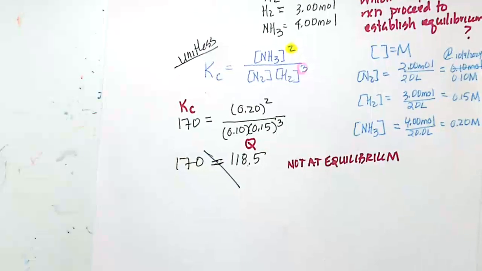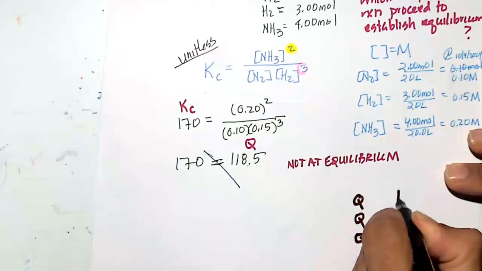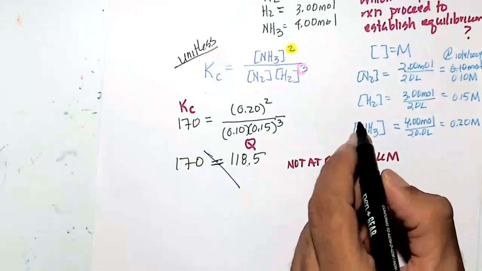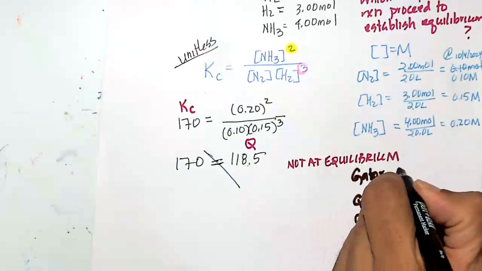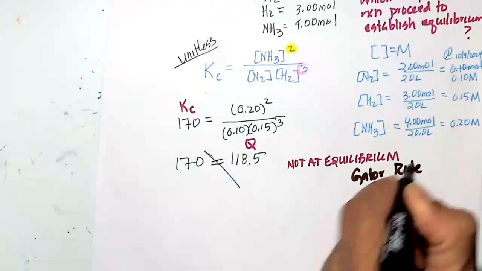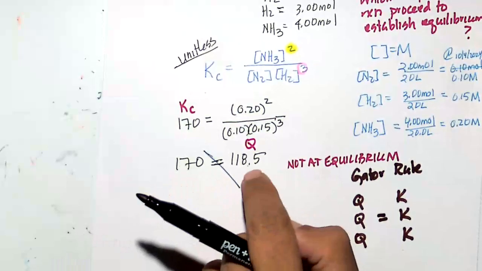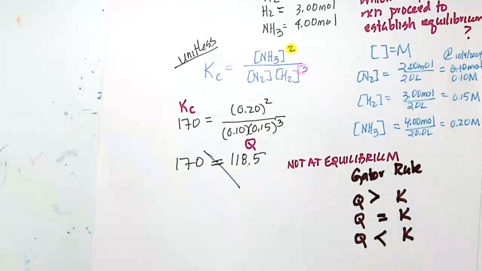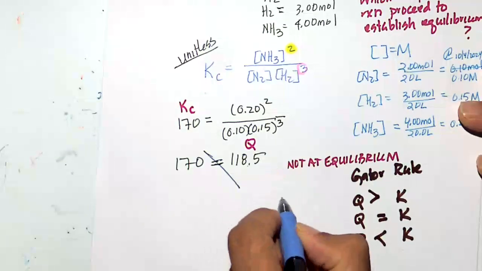Now, according to the Gator rule, we will put Q first and then compare it to K. There are 3 situations that can occur if you put Q first and compare it to K, and you pretend that this is an alligator jaw. Q equal to K would be at equilibrium, but 170 does not equal 118.5. Q can be greater than K. Q can be less than K. We're going to put Q first, otherwise what I'm teaching you is all wrong.